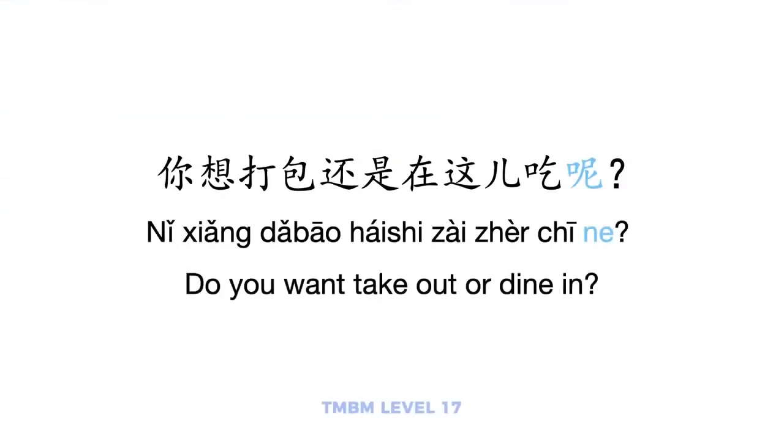This is from level 17. 你想打包还是在这儿吃呢? Do you want to take out or dine in? So this sentence is a further illustration of the above point. The context is that a host or a hostess or a restaurant employee is politely asking a patron what their preference is. And this is not as intimate a relationship as you would have with your girlfriend or something, right? And so the relationship is professional and therefore has a tone of being kind and gentle and polite.